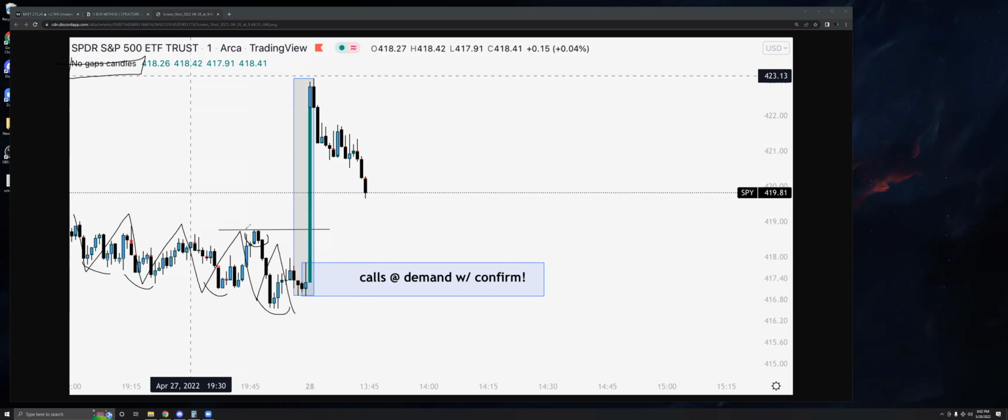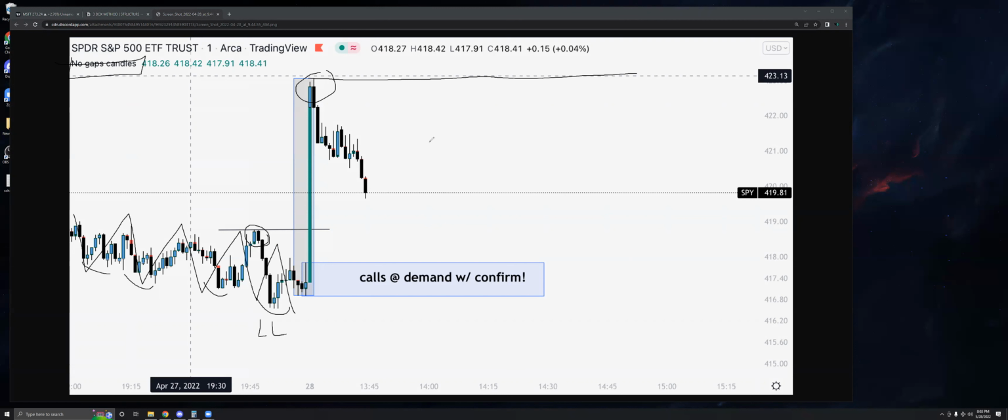And look at this. This is the last lower high. Price dropped, lower low, impulse moved to the upside. And I told everybody, calls at demand zones with confirmation. Now that price gave the momentum up, it did a new high right here, and we're going to target that later.